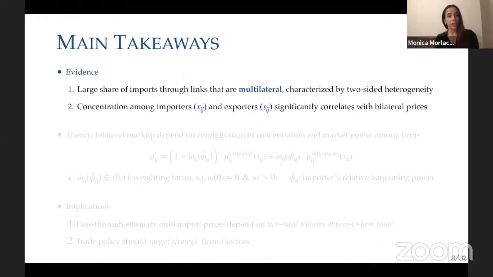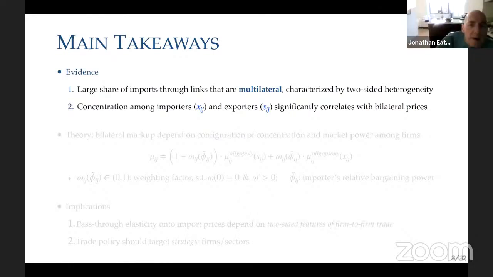In case I run out of time, I want to make sure that I give you the main takeaways of today's talk. In terms of the evidence, we're going to show that a large share of imports happen through links that are multilateral. That means that they are characterized by two-sided heterogeneity. So it's important to take into account this two-sided dimension of trade in order to understand prices and price dispersion. The second result from the empirical evidence is that concentration among importers and exporters, as measured by the market share of buyers and sellers, and I'm going to be very specific on how we measure these shares, is significantly correlated.